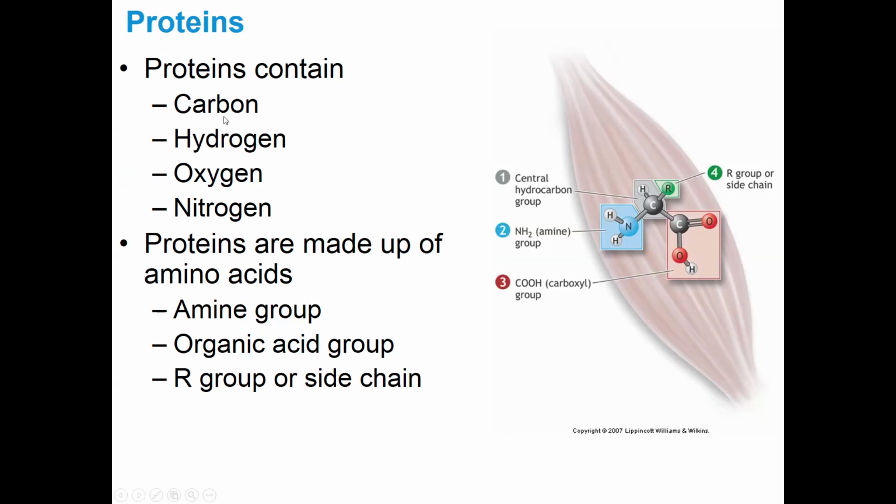All right, so last but certainly not least is our proteins. Like carbohydrates and fat, proteins also have carbon, hydrogen, and oxygen, but in addition to those, they also have nitrogen, right? So they also have the amine group, which contains our nitrogen. So in terms of the amino acid makeup more specifically, you've got the amine group that contains your nitrogen. You have the organic acid side group, which is over here. And then you have the R group, or the side chain. That is going to vary between different amino acids.